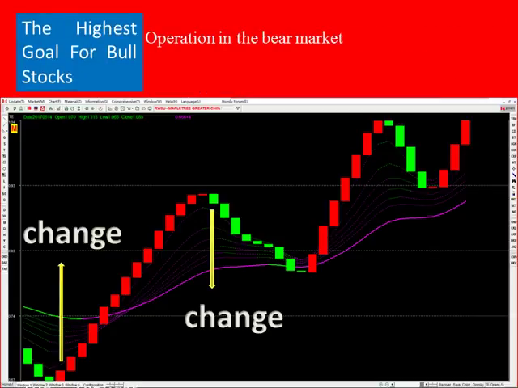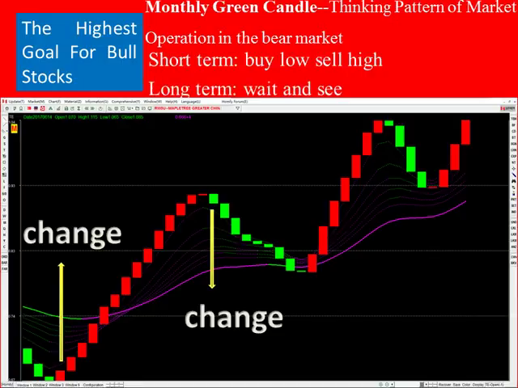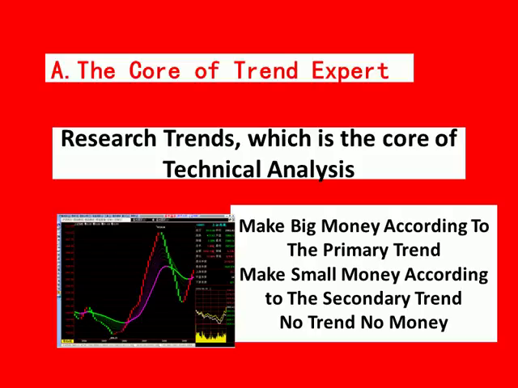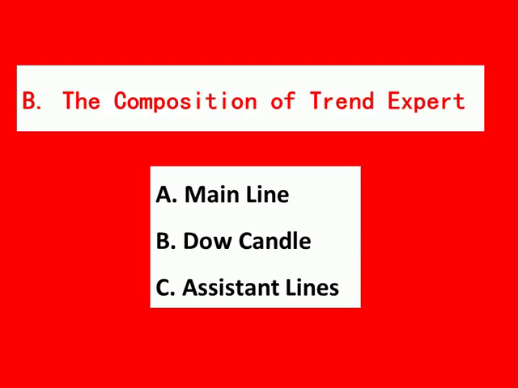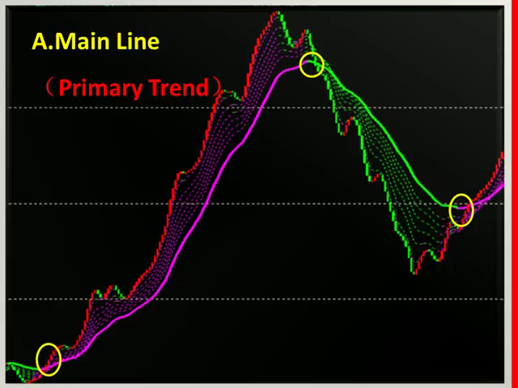Then if you see the monthly green candlestick of chain expert, you should know this is a bear market. You keep your thinking pattern of market operation in the bear market. For short term, buy low, sell high. For long term, wait and stay. Then this is the core, the research chance, which is the core of technical analysis. So make big money according to the primary trend, small money according to the secondary trend. No trend, no money. So the composition of channels remains light, dark, candle, and assistant lights.